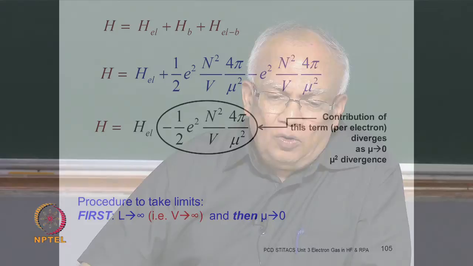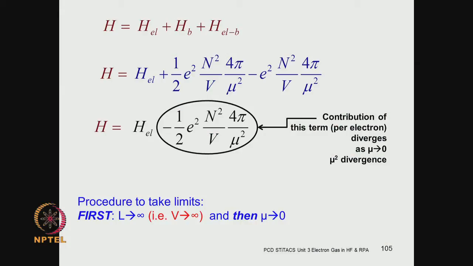Okay, so what we do is we will take the limit L going to infinity, or the volume going to infinity, and then take mu going to 0, because these are artificial parameters at our disposal, and we should do it so that mathematically you do not get any unphysical result. So that is the advantage of doing it.